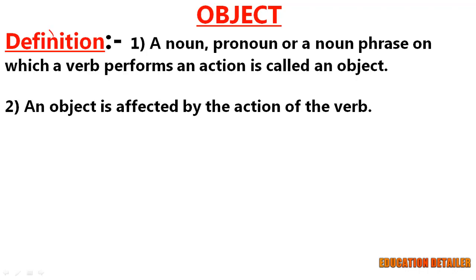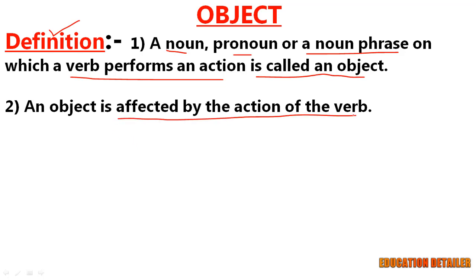So let's start with the definition. A noun, pronoun or a noun phrase on which a verb performs an action is called an object. Simply, an object is affected by the action of the verb. किसी वाक्य में जिस पर क्रिया का प्रभाव पड़े उसे ऑब्जेक्ट कहते हैं. चलिए एग्जाम्पल से हम और भी इजीली समझते हैं.